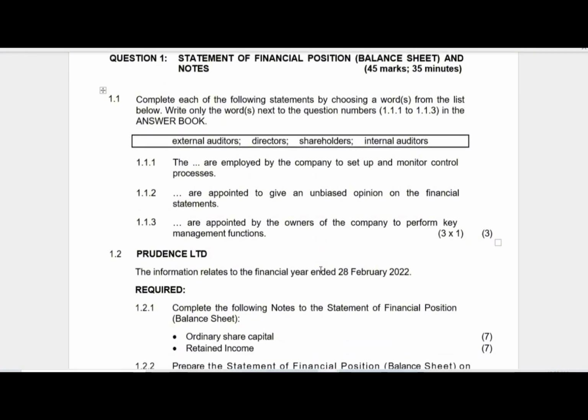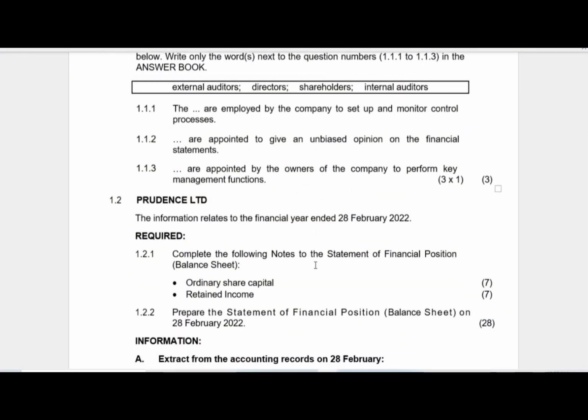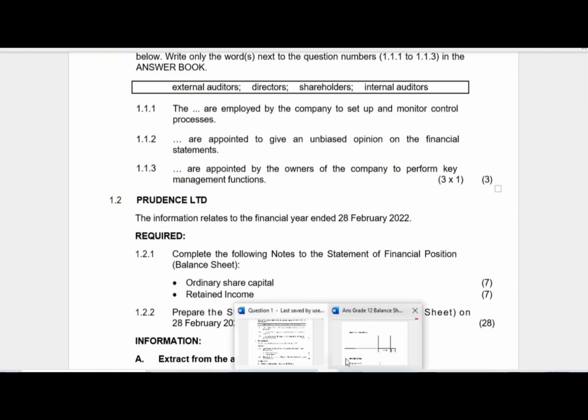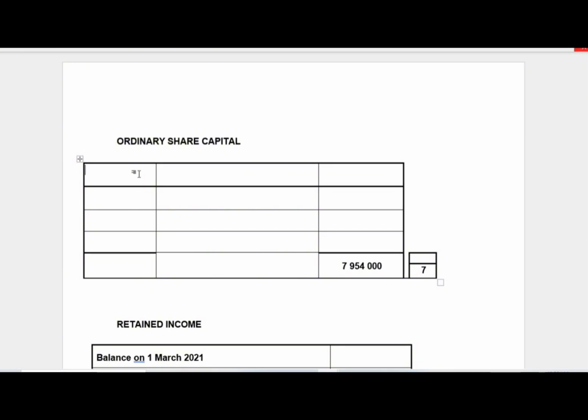All right, so I want us to go and prepare the ordinary share capital note. Here is our answer sheet. Right here, I'm gonna put headings. In this column, you will be calculating the number of shares. And then here it will be details that you're gonna put. And then amounts, here you're gonna put amounts in rand value. And then I want us to start by identifying the number of shares at the beginning.